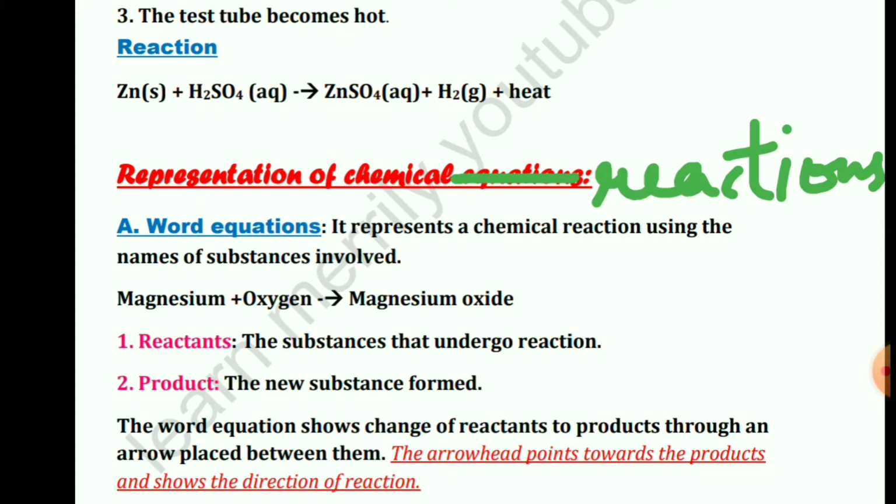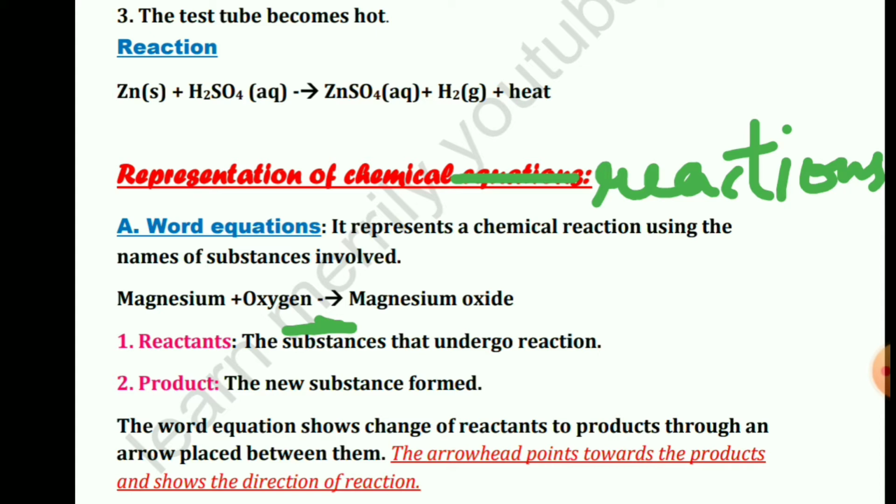The first one is word equations. It represents a chemical reaction using the names of the substances involved, and there is a plus sign between the reactants as well as between the products, and the reactants and products are separated by an arrow. As you can see, this arrow also gives us the direction of reaction, meaning what is reacting to give what. Meaning you are reacting magnesium and oxygen and then you are getting magnesium oxide.